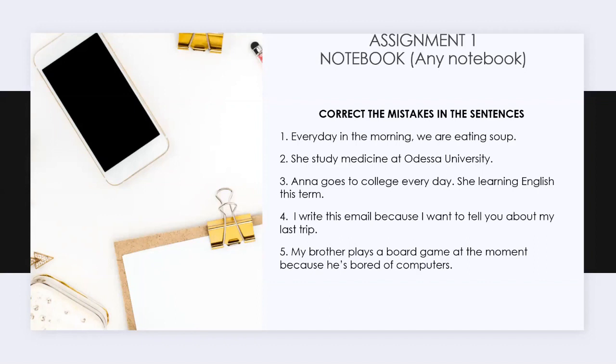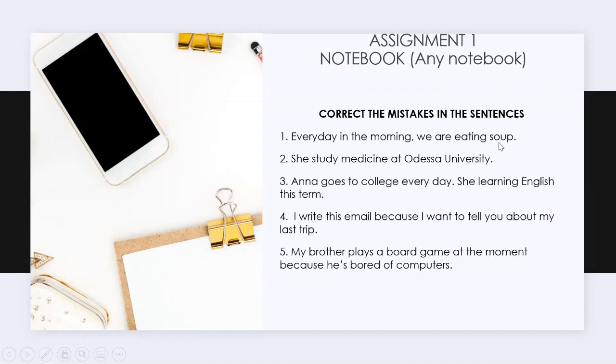Any notebook or make your own notebook. I don't mind. So now for your homework, I would like you to please correct the mistakes in the sentences. You can use the simple present tense or the present continuous tense. I will give you the answers to number 1 and 2 because I am so nice. So number 1, it says, every day in the morning we are eating soup. That is wrong because we are eating is present continuous. So we're supposed to say every day in the morning we eat soup, okay? Every day in the morning we eat soup.